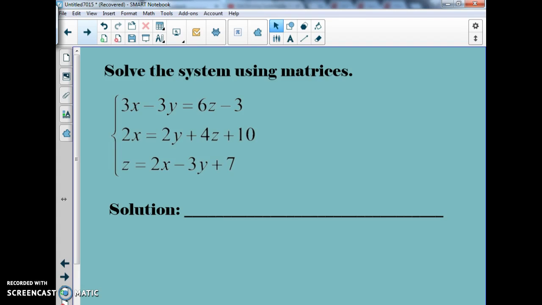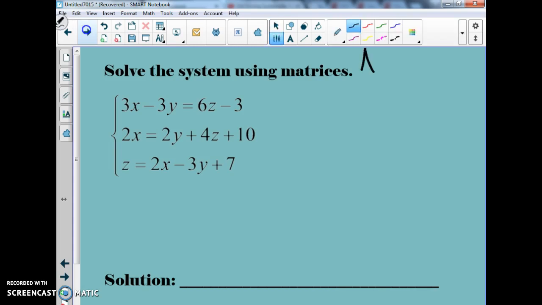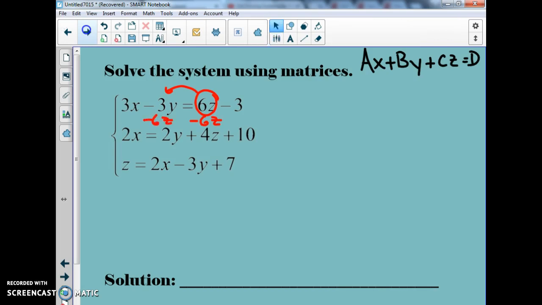Again, we're going to practice it one more time. One thing we have to look for, again, everything must be written, in this case, as AX plus BY plus CZ is equal to D. Okay? When I look at my first equation, I notice I'm going to have to move 6Z over to the other side. I'm going to do that by subtracting 6Z from both sides of the equation. When I do that, I end up with 3x minus 3y minus 6z is equal to negative 3.